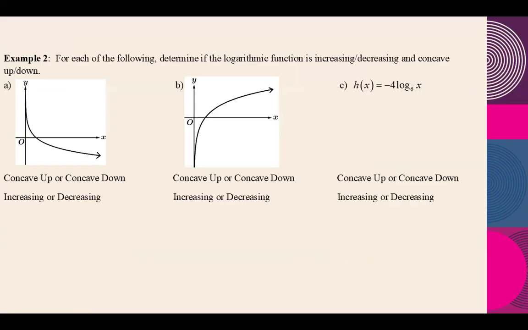So we're just circling. On the first one, are we concave up or are we concave down? We are concave up. But what is our function doing? Decreasing. Does that make sense? Okay.